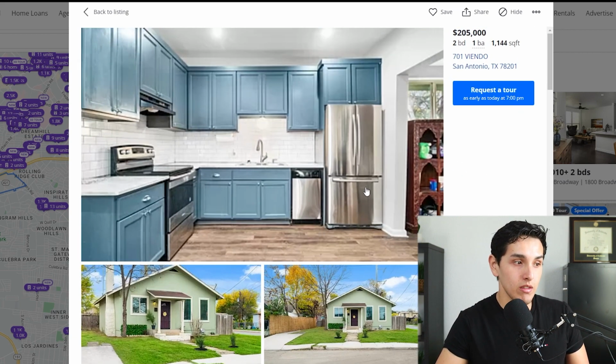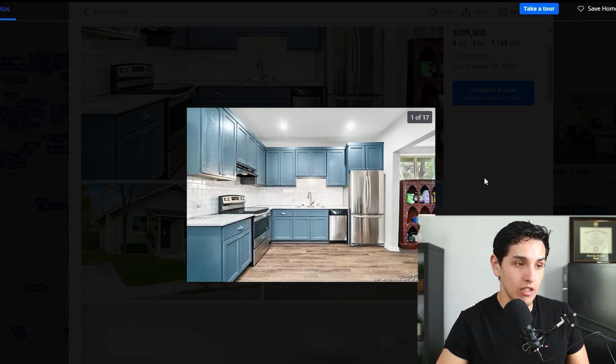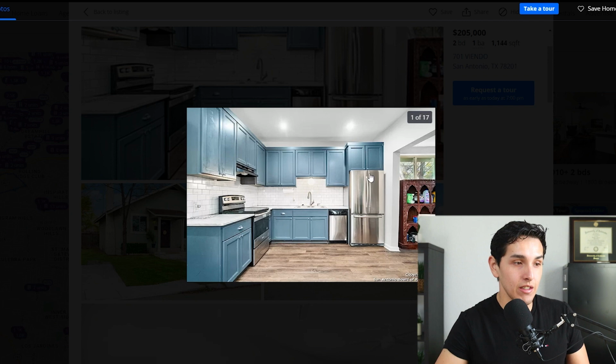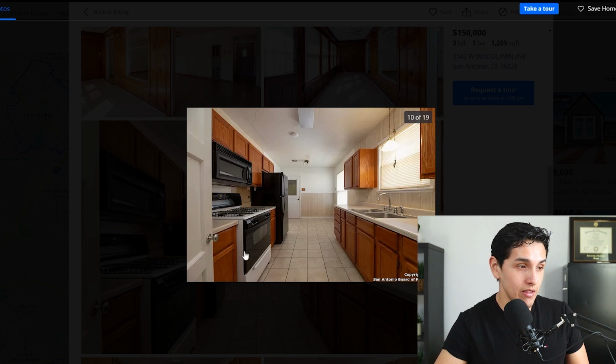As we can see, the home is in pretty decent condition. Look at the kitchen. You can't compare this kitchen with this kitchen right here. It's night and day difference. We even have a stainless steel kitchen. I even see that there's maybe a dishwasher. Nice oven. And when we look at the other home, it's a very old fridge, very old oven, and no dishwasher.